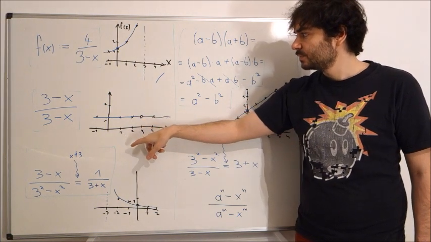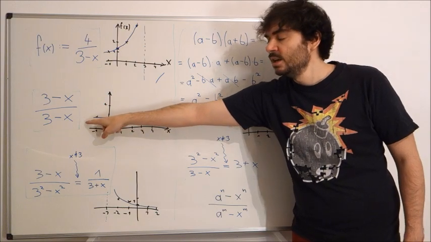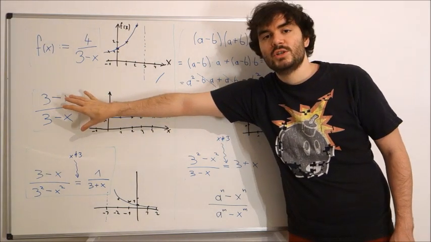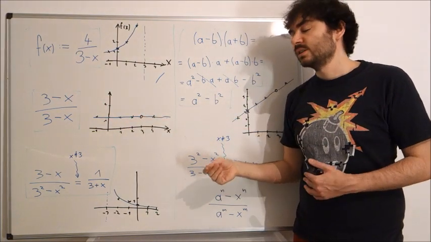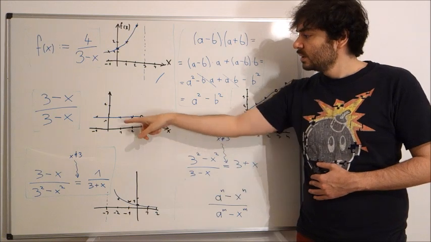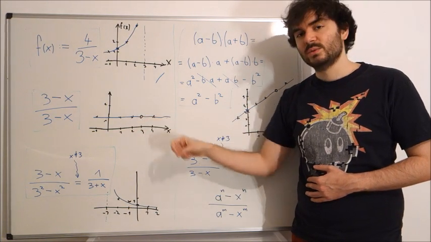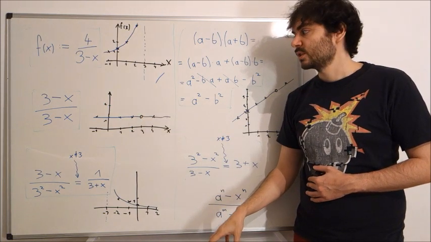If you plug in 1, then you have 2 over 2, the value is 1. So this is really the constant function. If you take this expression as the body of a function, the definition of a function, then this is the constant function, except there is one value which is formally not the value of this function.